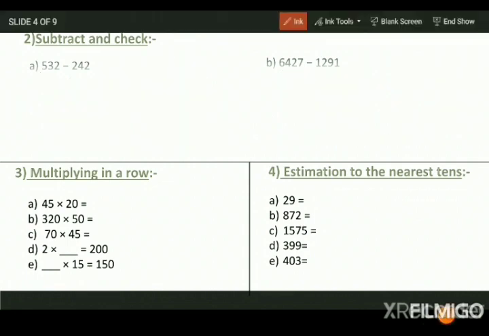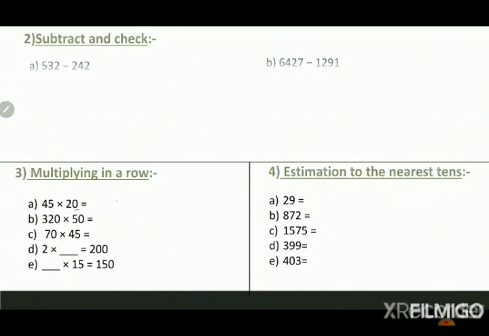Okay. Question number 3, multiplying in a row. So when we are multiplying by tens or hundreds, what we do is, first we are going to see there is a 0 here, isn't it? So we are just going to write a 0 in the ones place of the answer and then multiply the remaining two numbers. So 45 multiplied by 2. 2 5s is 10, 0, 1 will go up, and 2 4s are 8 plus 1 is 9. So your answer is 900.